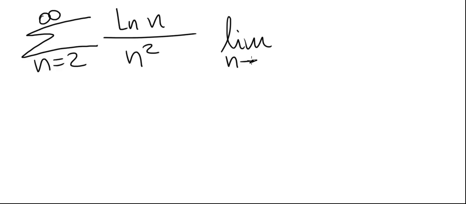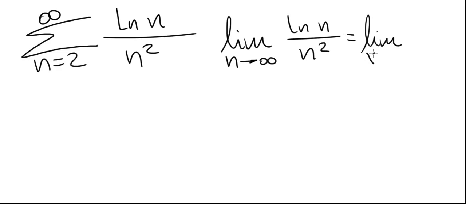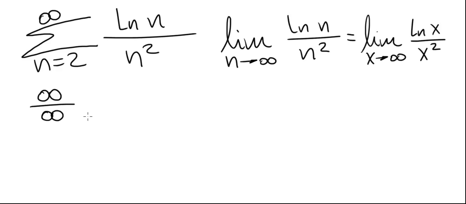So we'll take the limit as n goes to infinity of natural log of n divided by n squared. That's the same as the limit as x goes to infinity of natural log of x divided by x squared. As x goes to infinity, ln of x goes to infinity, and so does x squared. So we get this indeterminate form, infinity over infinity.